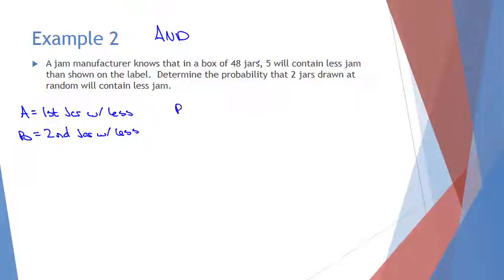Okay, so here's my formula. Probability of A and B happening. I'm just going to multiply these things. But again, remember, once we get here, we have to decide, is this thing independent or dependent? So, will the probability of pulling my second jar be affected by pulling my first jar? And it will actually. Now let's go over the logic as to why. The first jar, we know that 5 contain less jam. So I know that 5 jars out of 48 contain less jam.